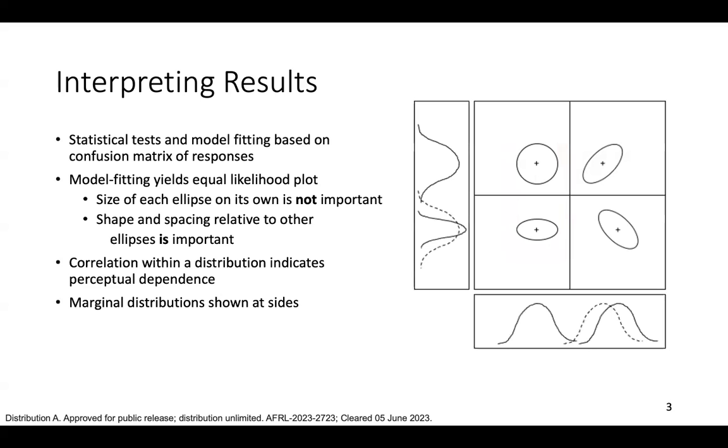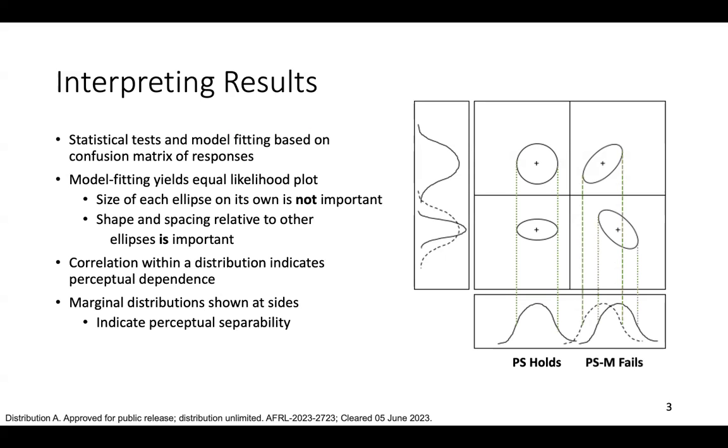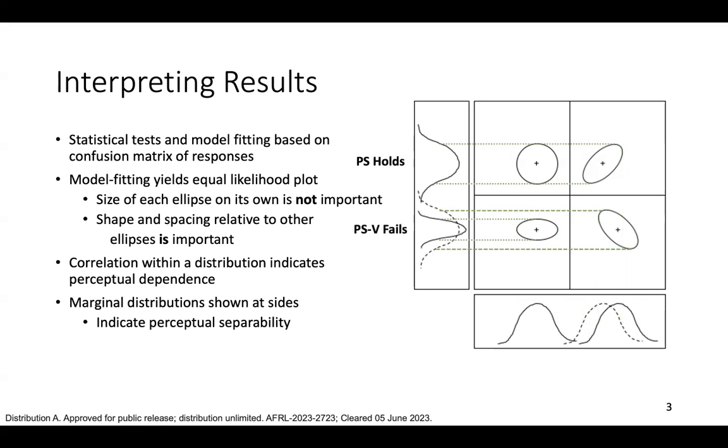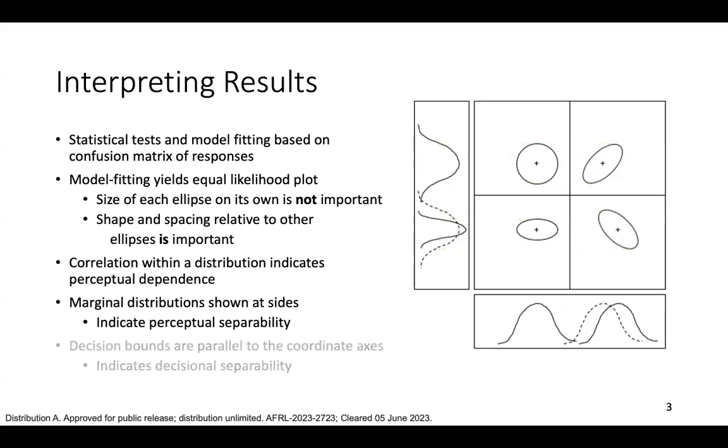If the marginal distributions are shown, we can compare corresponding levels to infer perceptual separability. In our example, perceptual separability holds for the first level along the horizontal dimension because these marginal distributions overlap. Perceptual separability fails for the second level because the means of these marginal distributions are offset. On the vertical dimension, perceptual separability fails for the first level because the marginal distributions have different variance, but it holds for the second level because the marginal distributions overlap. Although I will not discuss it further, decisional separability is reflected in the example by the decision bounds running parallel to the coordinate axes.